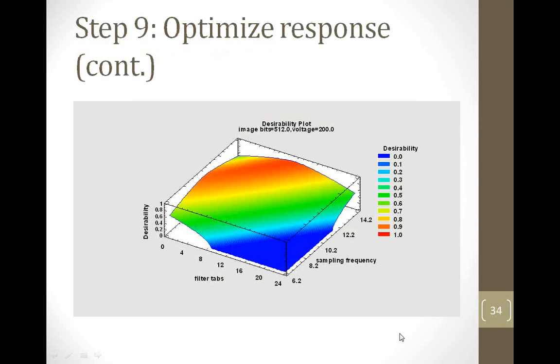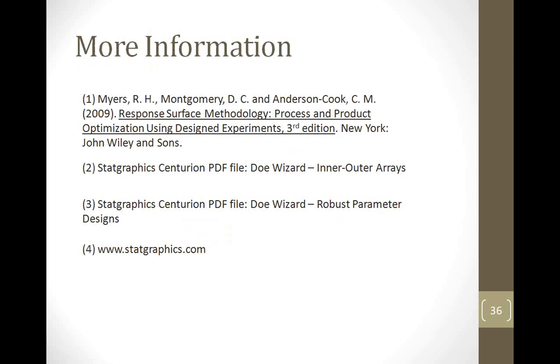My last PowerPoint slide gives you places to look for more information. The book I've mentioned several times, which is a really excellent book, not only on robust parameter designs, but on all sorts of experimental designs, is the book by Myers, Montgomery, and Anderson-Cook. It's called Response Surface Methodology: Product and Process Optimization Using Designed Experiments. You can get the third edition now. It came out in 2009.